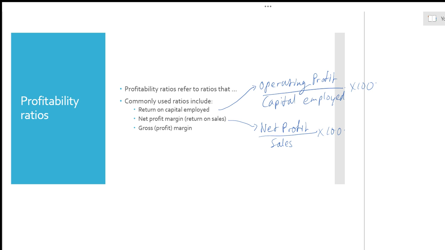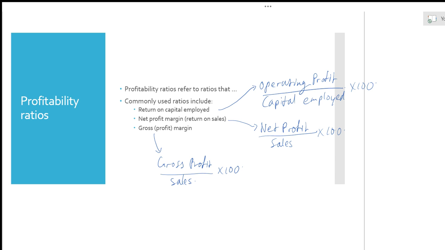So a normal operating business which is profitable should have a positive net profit margin. Now the gross profit margin does a bit different. Instead of taking the net profit, we take gross profit, and what we do is that we divide that by sales multiplied by 100.